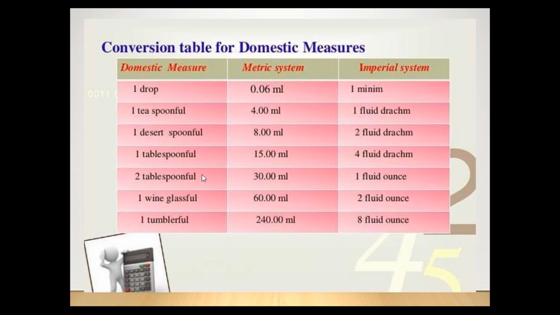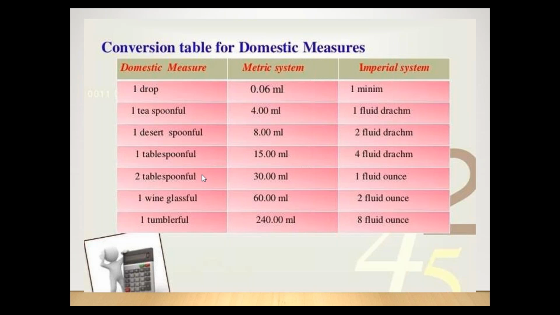twice. Next, 1 tablespoon is 15 ml. Okay, so it's almost twice, you can say, not exact. And in the imperial system, it is 4 fluid drams. So 2 tablespoons will naturally be 15 into 2, that is 30. And in the imperial system, the drams are converted, and it becomes 1 fluid ounce.